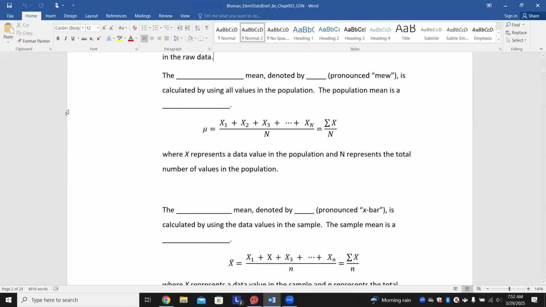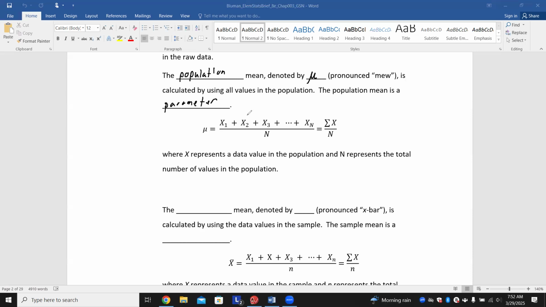All righty, so the population mean, the mean of the entire population, will be denoted by mu. Mu is written like a U, kind of like that. That is a mu. Notice that is actually a Greek letter. So again, the population mean denoted by mu is calculated by using all values in the population, and the population mean is a parameter. So anything that deals with the entire population will be a parameter.